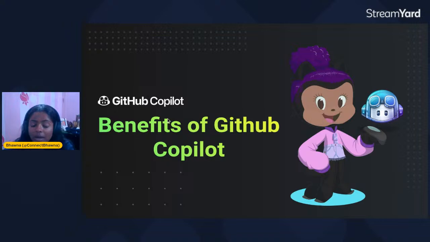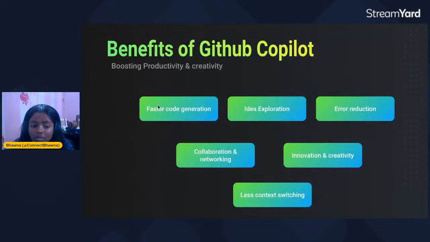So here are certain benefits that GitHub Copilot provides. Like faster code generation, idea exploration. Like I already mentioned, I use this particular platform for code generation, idea exploration, and a lot more things.